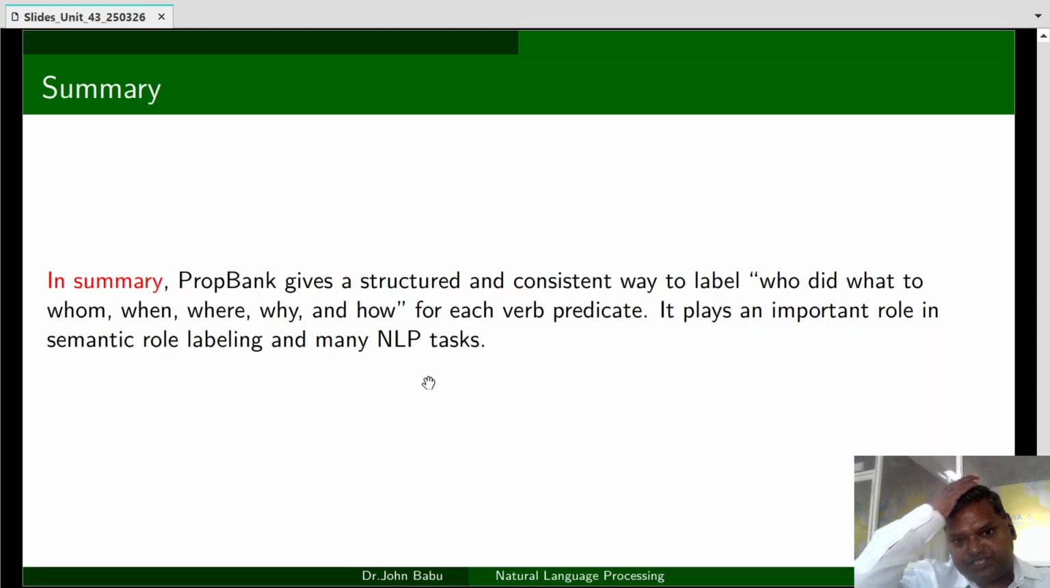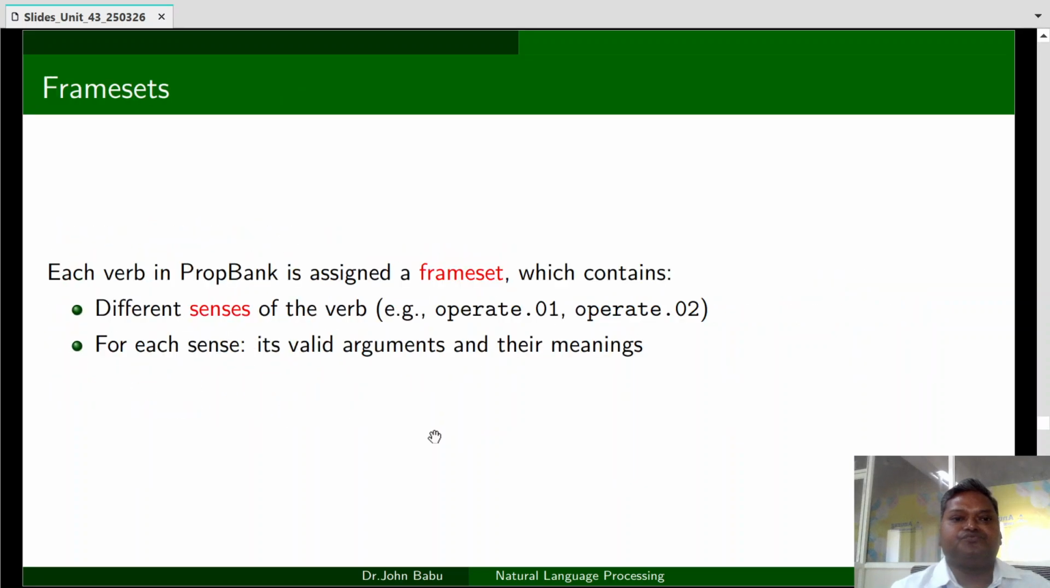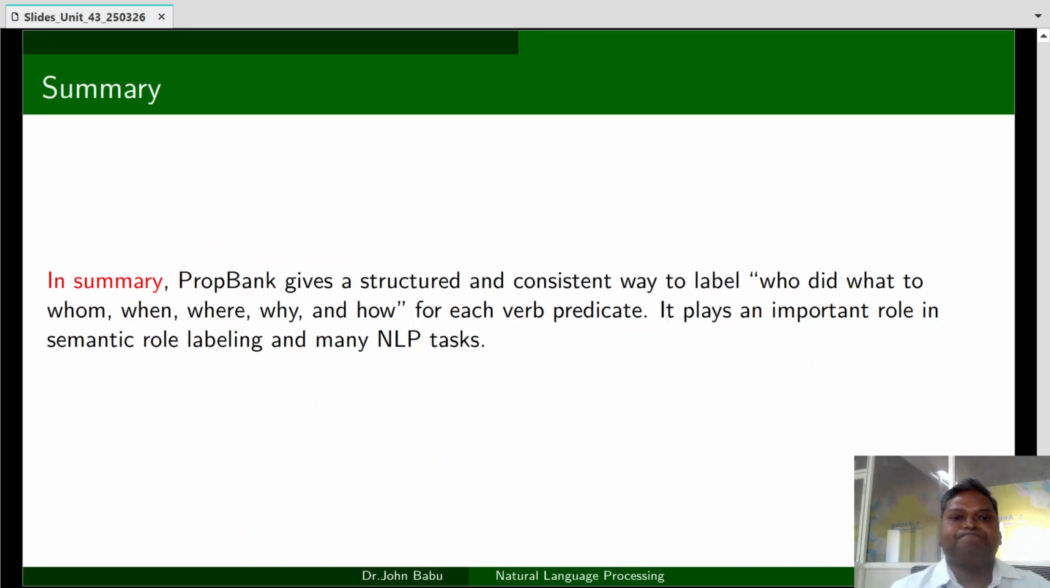So PropBank is a structured and consistent way to label who did what, to whom, when, where, why, how, for every verb predicate, and it consists of arguments. Four types of arguments we have seen: core arguments, then adjunctive arguments, these are the important ones, then minor arguments, co-referential arguments and discontiguous arguments. We have seen.